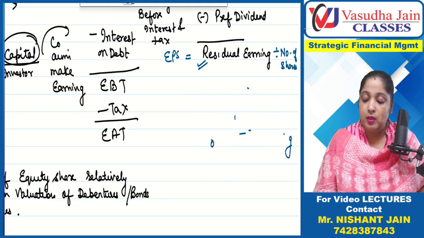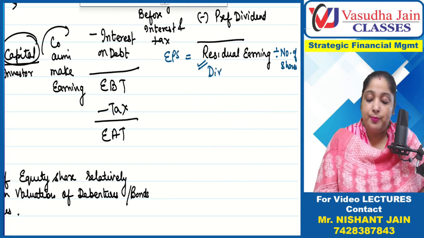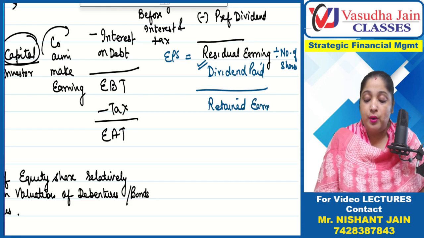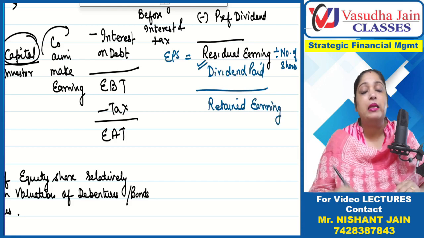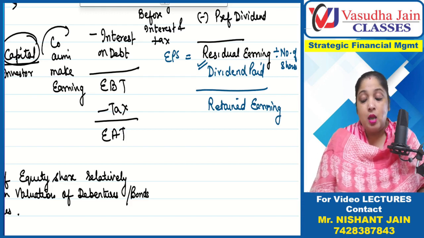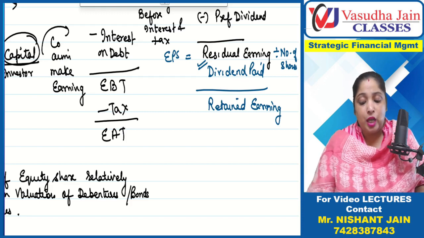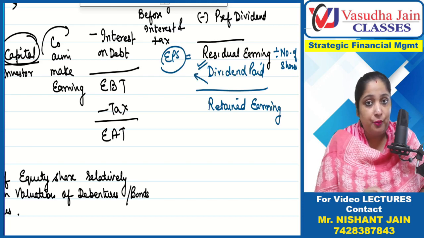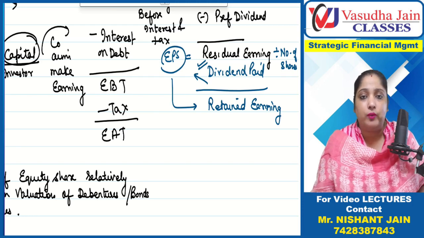Yes, from residual earning, dividend is paid to equity shareholders and whatever is left is called retained earnings. Correct? So retained earnings are basically a reinvestment by the company in the company's business. Owners, basically shareholders, have earned this money, but they have only got this much money in cash form, and the remaining money they have reinvested back in their company, and this will increase the value of the company.